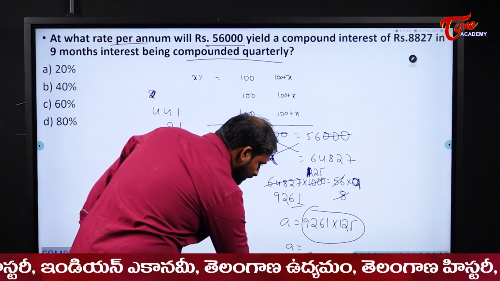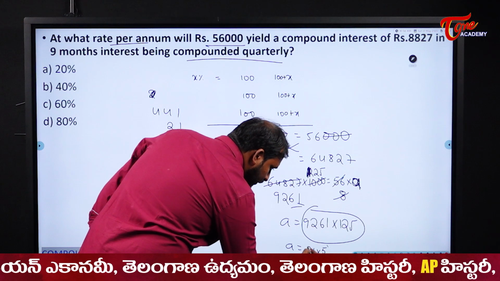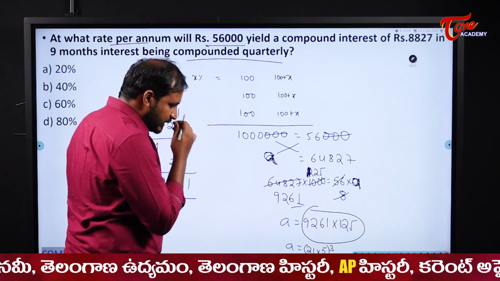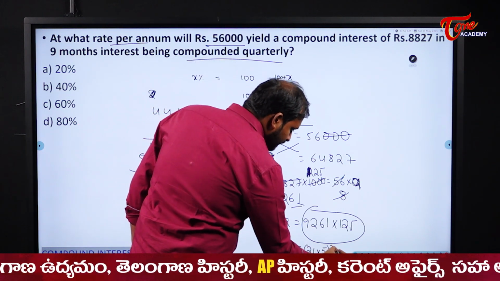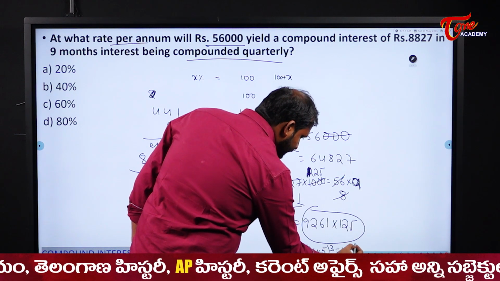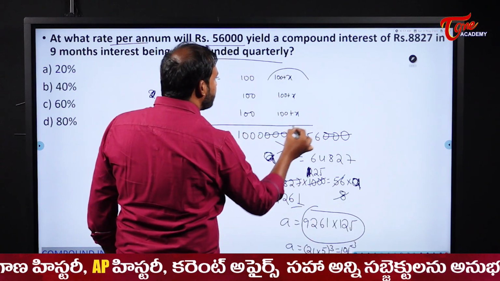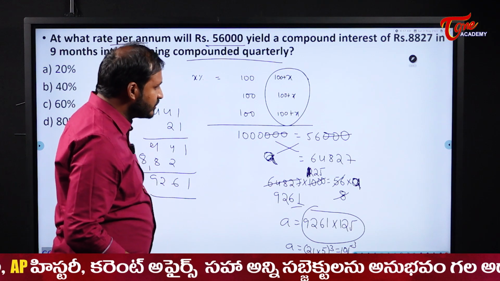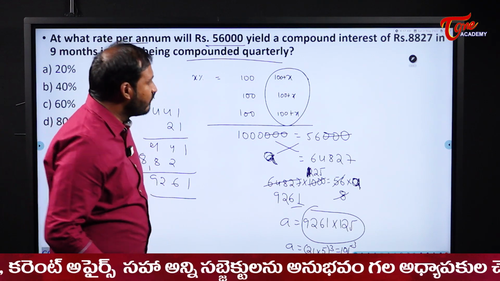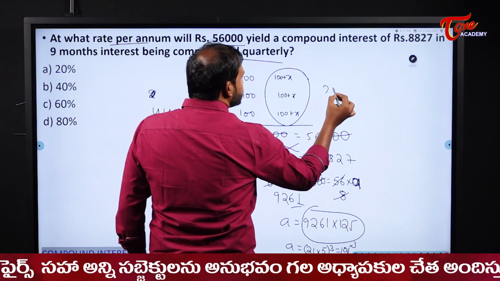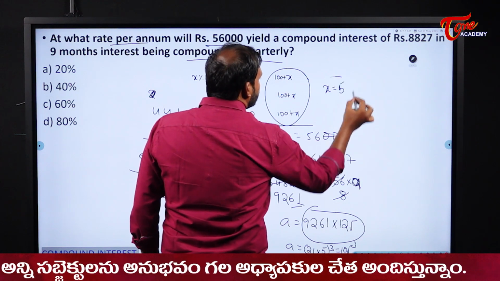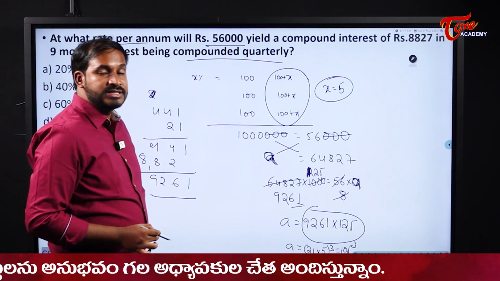A is equal to what? 21 into 5 whole cube. That means, students, it will become what? 105 cube. Now that means 100 plus x is what here, students? 105. That means x value is what here? 5. X value is 5.